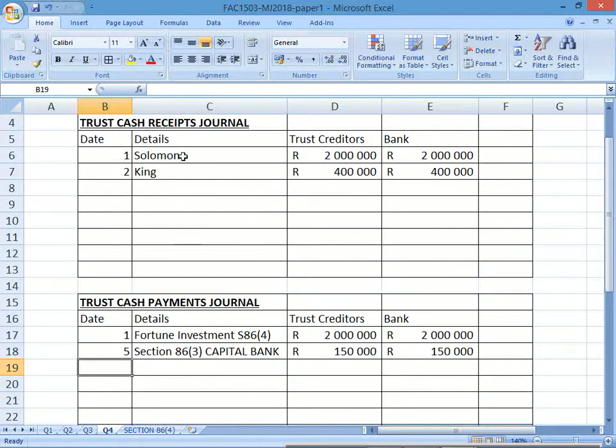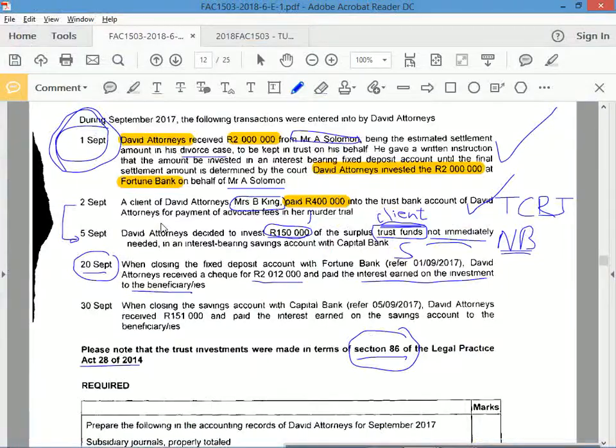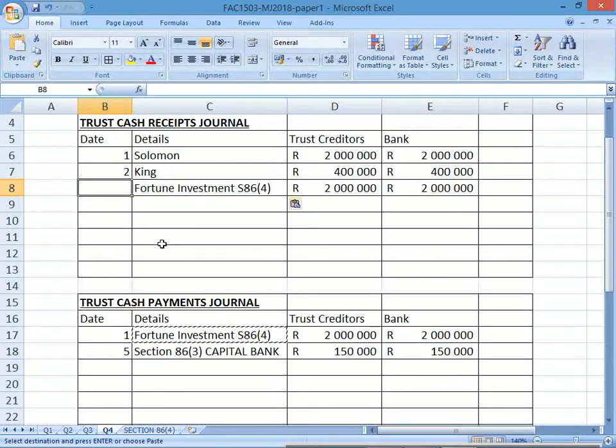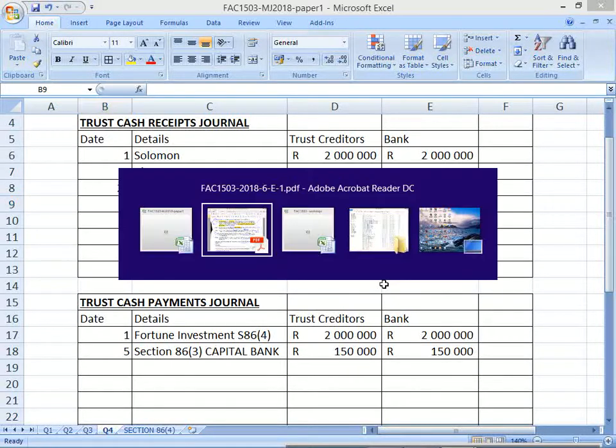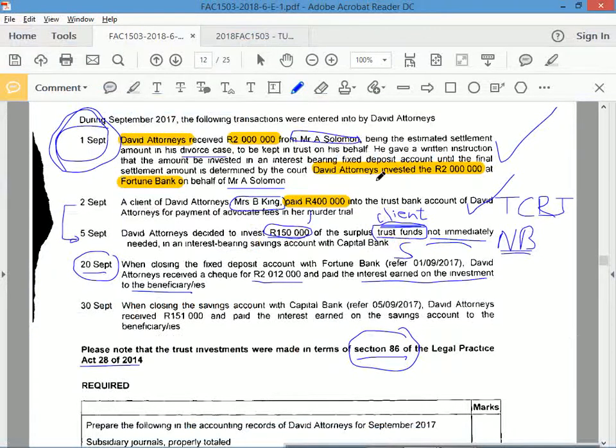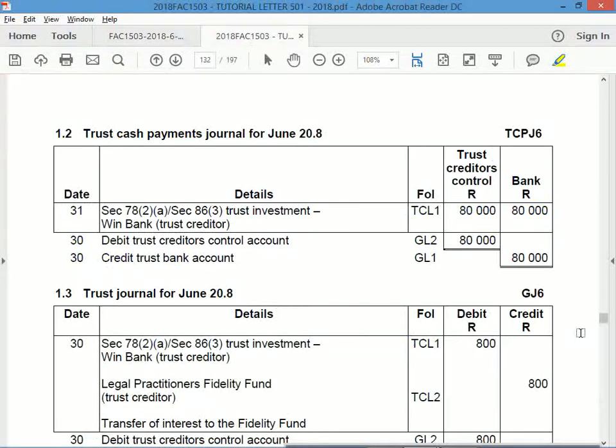Okay, so they're receiving the 2 million back. That's coming from the investment account. This took place on what date? 20th, yes. I think they preferred showing it separately, didn't they? Let's check. I think they showed it separately, didn't they? Let's see.